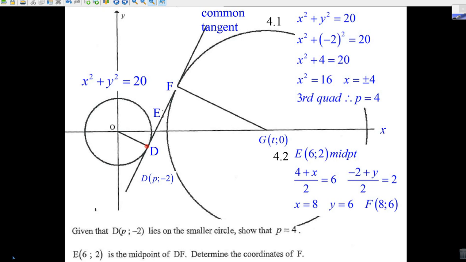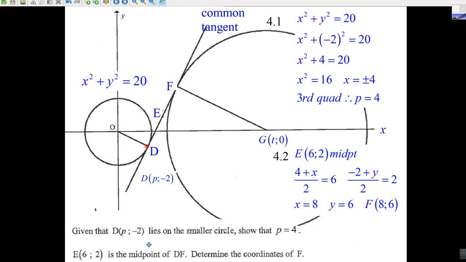Okay, let's do question 4, the circle analytical geometry question. Let's just try it here. They say there's a little circle here with center O, a big circle here with center GT, and they say there's a common tangent that goes through D, E, and F.